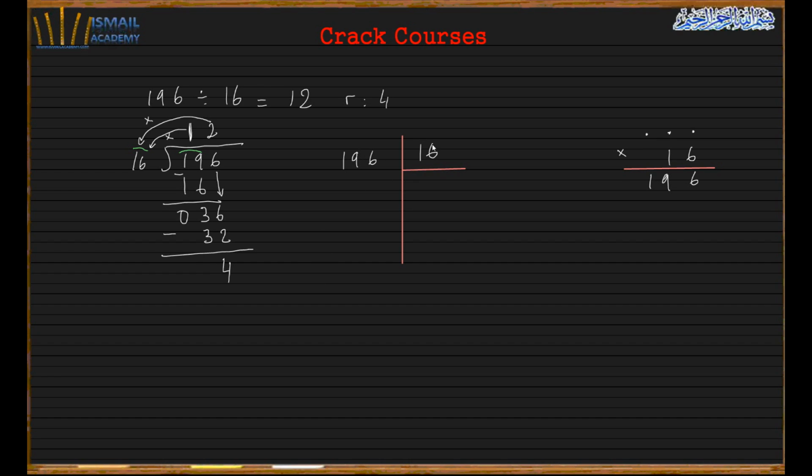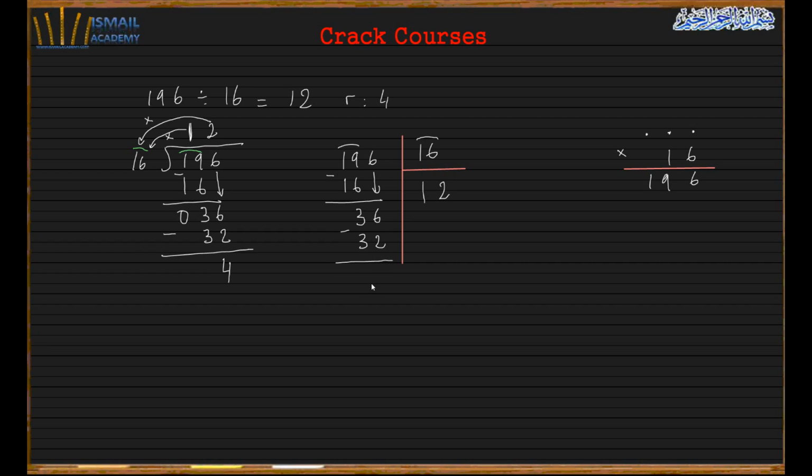I do the same thing here again. So I have 2 digits. I start from the left and I pick 2 digits. Now I ask the same question. Which number times 16 gives me 19 or closest to 19? Again it is 1. So I put 1 here. 1 times 16 is 16. So I put 16 here and I subtract. So I got 3. 3 is less than 16, so I'm good. I'm going to move down the 6 here. Again, I would ask myself, which number times 16 gives me 36 or closest to 36? Again, 2 is the answer. 2 times 16 is 32.